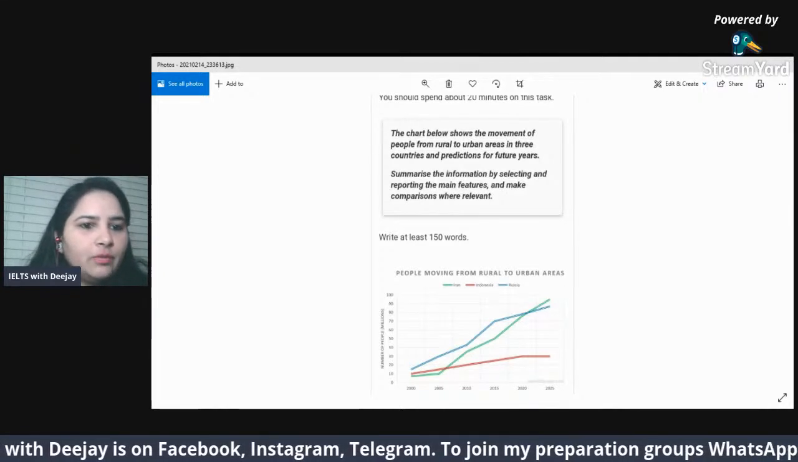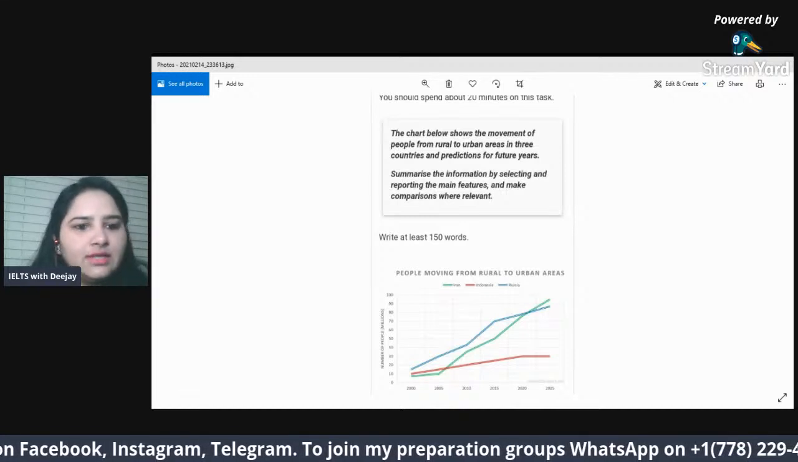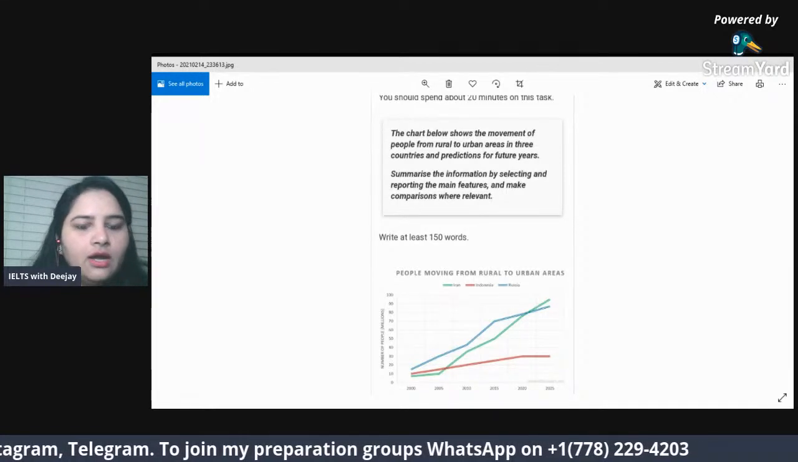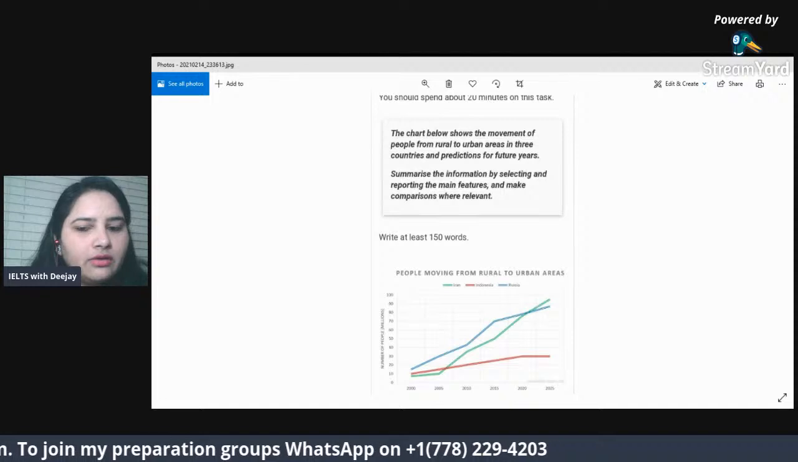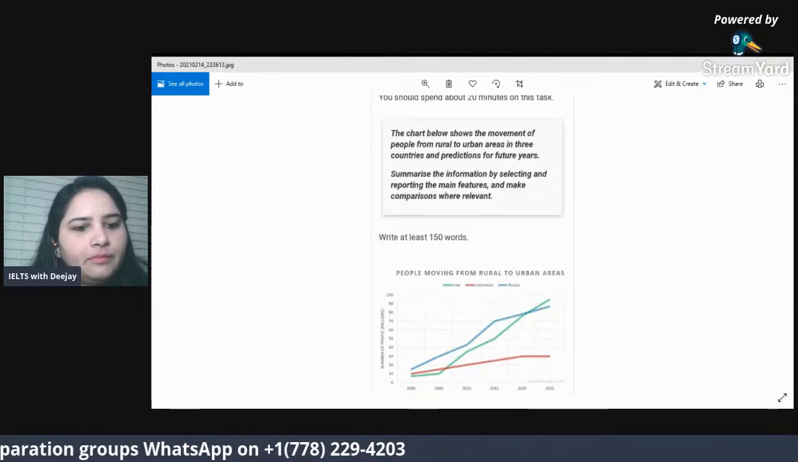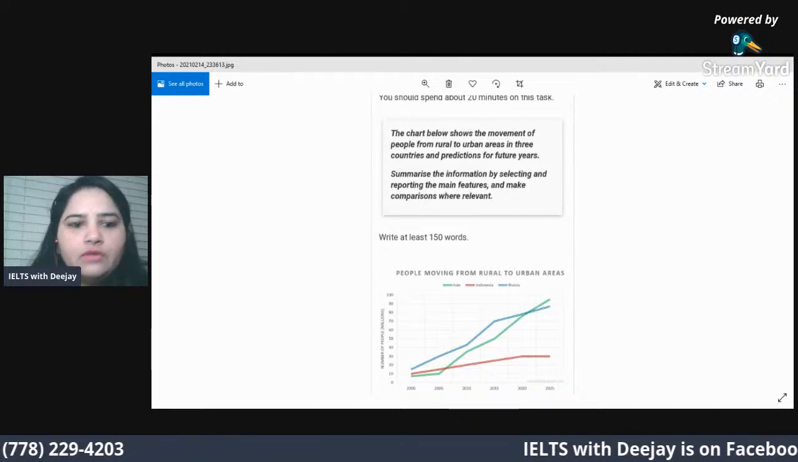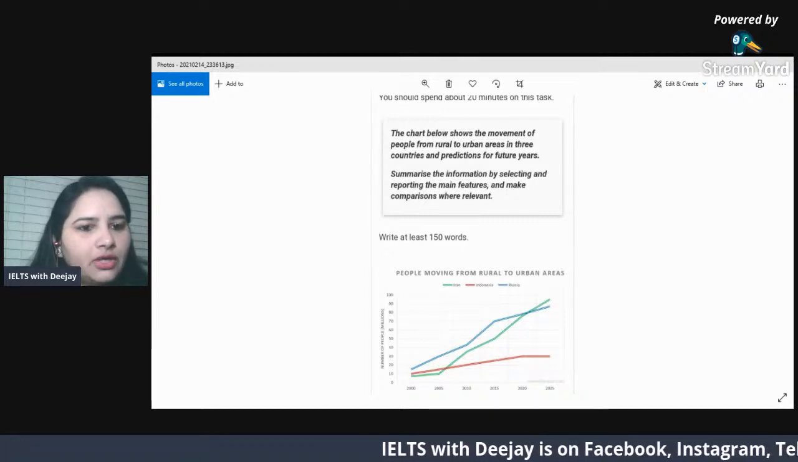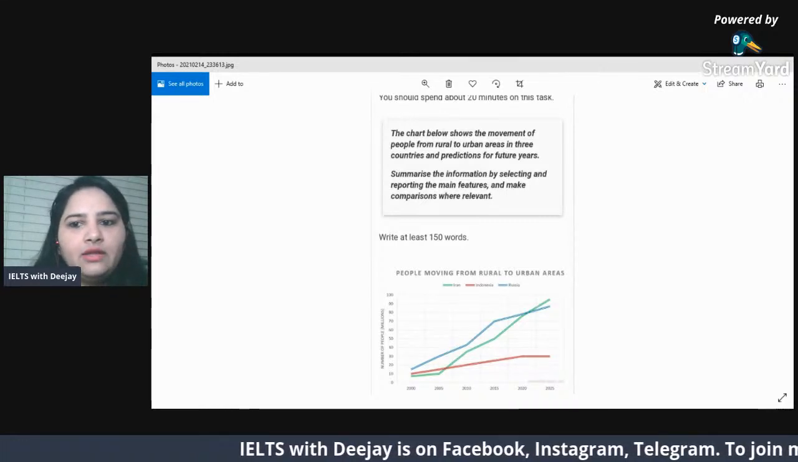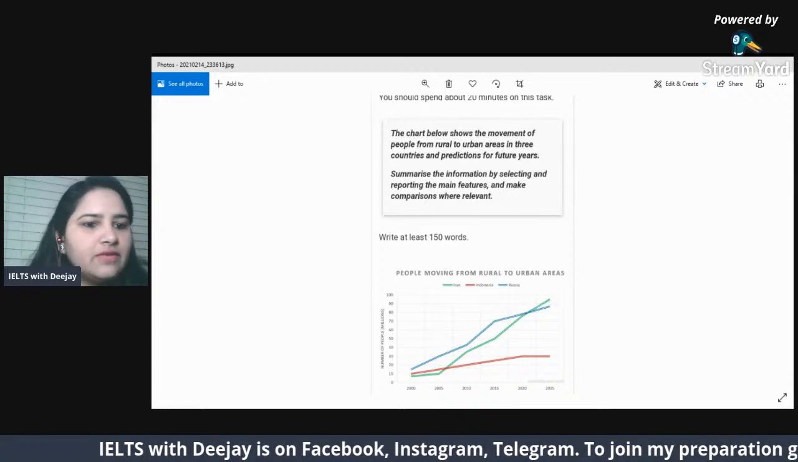So learn the vocabulary. Learn the vocabulary words. Just see which words you are writing. Like if you're writing increasing, you're writing decreasing, find the words. Write them down, and whenever you are doing a task, use those words. Do not repeat yourself. This is the main thing when you are aiming for a 7 or 7 plus band score.